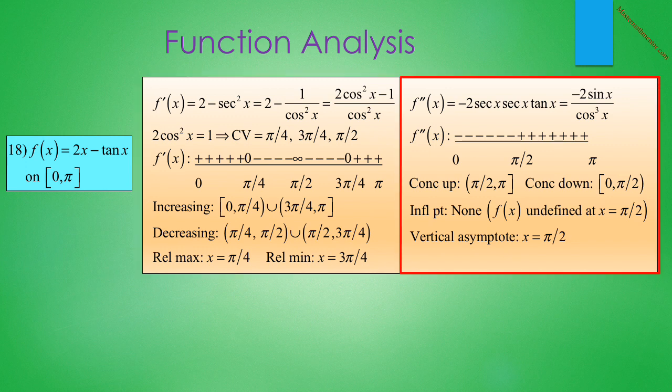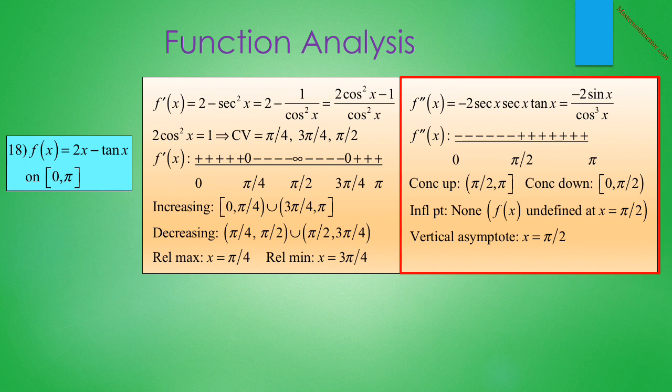For the second derivative, it is easier to use f prime of x equals 2 minus secant squared of x, and therefore f double prime of x equals negative 2 secant x tangent of x. It is best to write the second derivative as a fraction, and putting everything in terms of sines and cosines, we get negative 2 sine of x over cosine cubed of x.